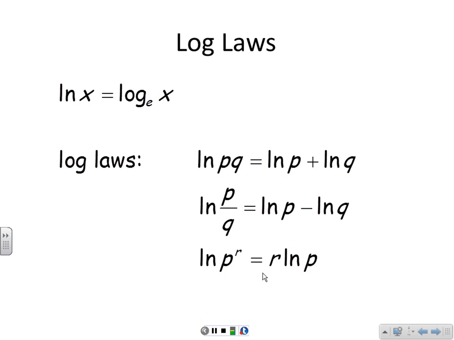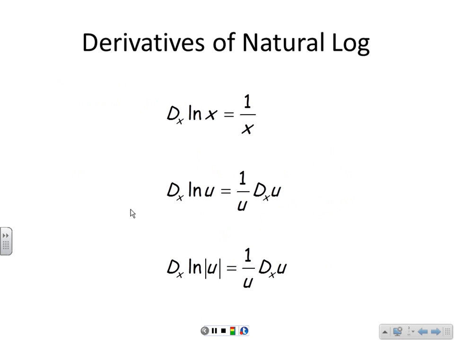And then this is the last one. If you're taking the natural log of a power, you can take your power and move it over as a coefficient, and so now you have r times the natural log of p. Okay, so the actual calculus part of it is the first thing we're going to do, which is take derivatives of the natural log. And so I need you to remember the derivative with respect to x of natural log of x is 1 over x.